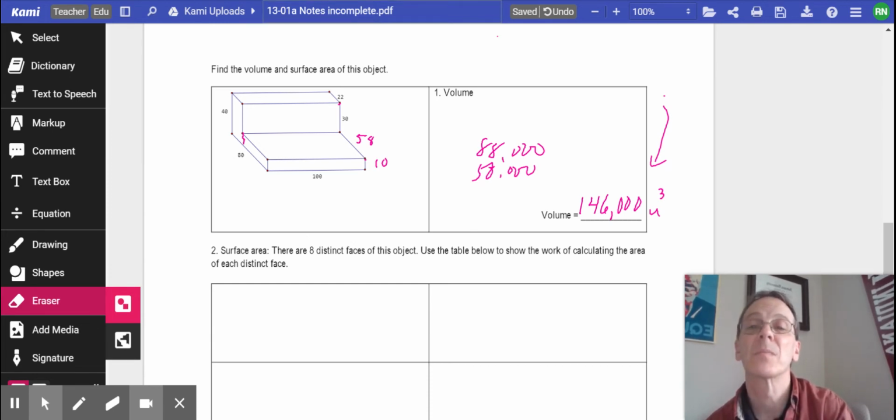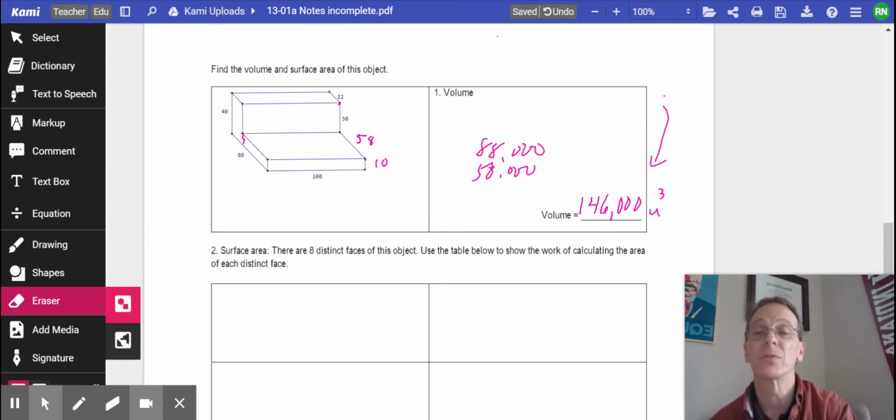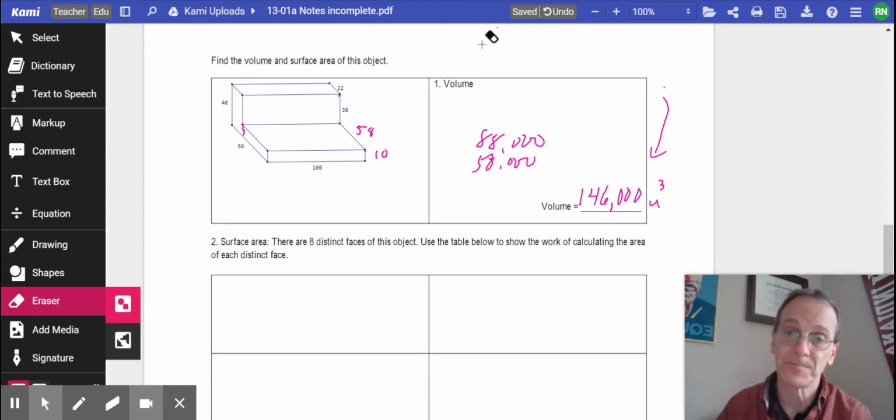Any others? No, I guess. Yeah, those are the only two new lengths that we calculated. So, surface area.